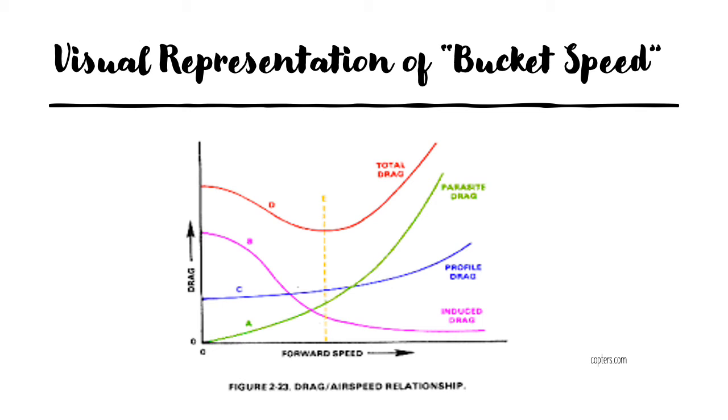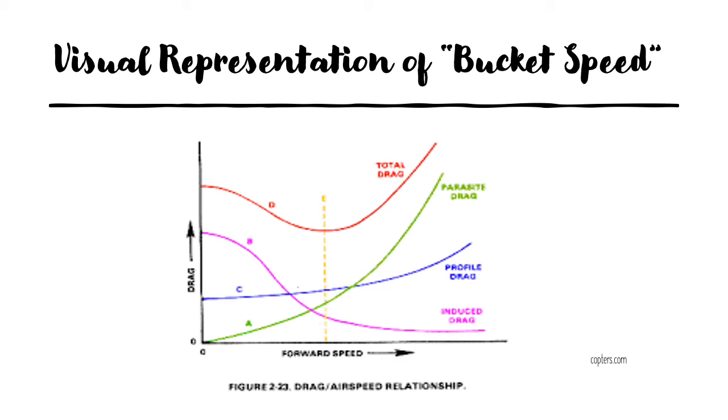And then in green, you've got that parasitic drag, which we talked about: any extra modifications or anything sticking outside of the aircraft, which the wind is going to hit and cause you to have issues. So you can see the yellow dotted line, that's your bucket speed. And that's kind of why it's called bucket speed, because it forms a little bit of a bucket. Everything kind of dips down, right?